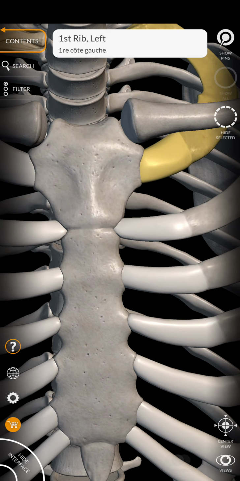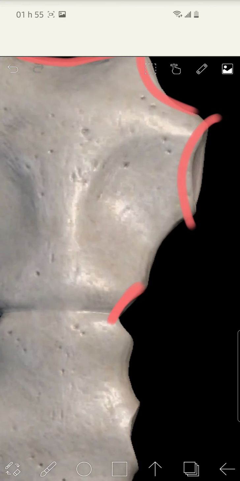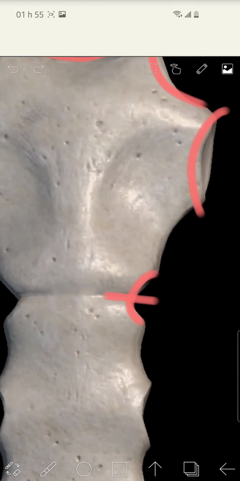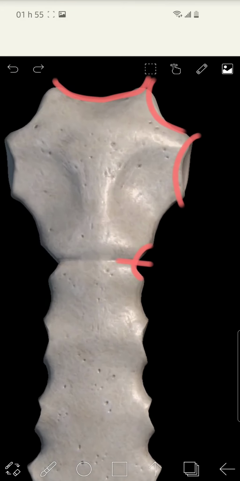And then here we have a demi notch. So it's not a complete notch. This is a complete notch. But as you can see, the superior half of this notch is part of the manubrium, and the inferior half of it is part of the body of the sternum. So on the manubrium, we have the demi-notch of the second rib. All right. So this is basically what we have for the sternum.